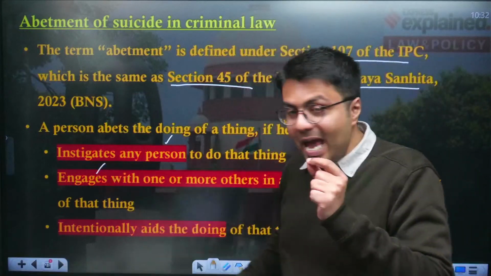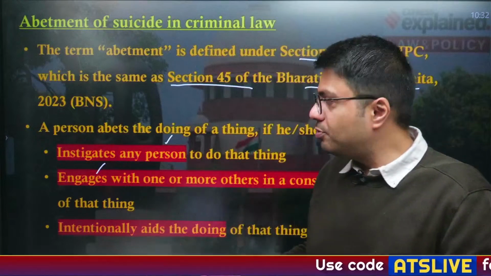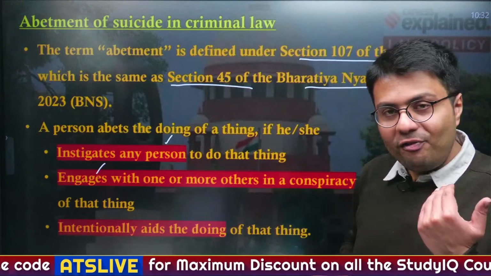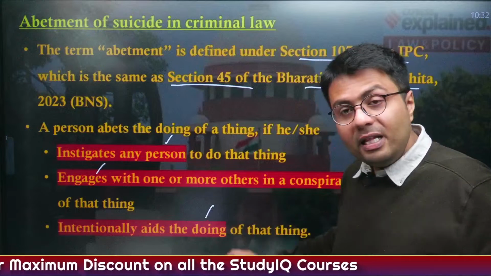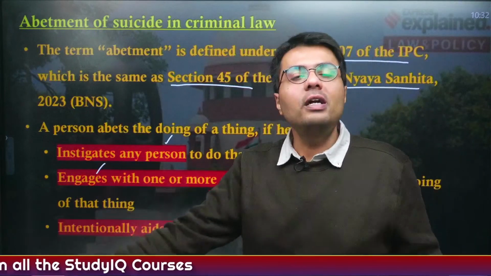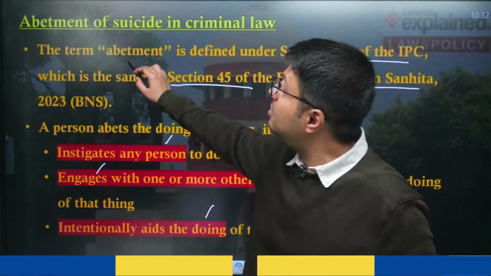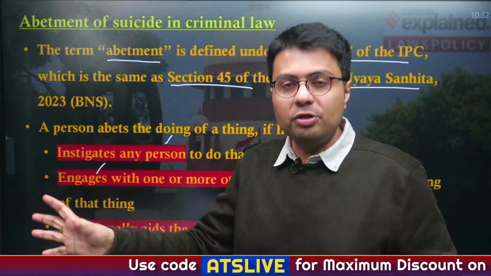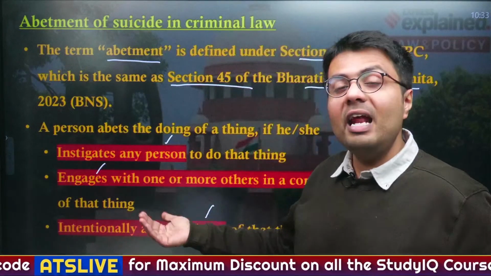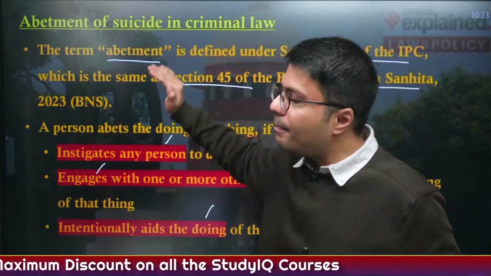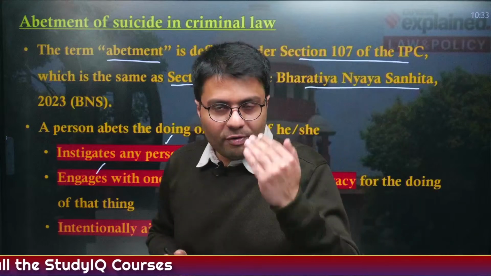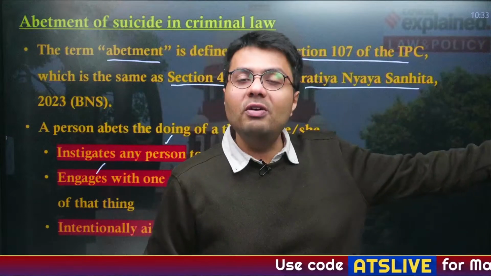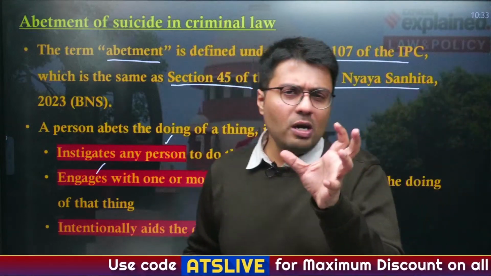Also, whenever I engage myself with a bunch of individuals just to instigate a person, that is also a process of abetment. Further, if I intentionally aid that person in doing that thing, or I intentionally do not prevent that person from committing suicide, that is also considered abetment. So abetment in another sense also means encouragement. If I encourage another person to end their life, it is also called abetment. So this is the definition of abetment. Understood? So whenever I encourage or abet a person to commit suicide, or I do not prevent them while they are committing an act of suicide, this is called abetment.